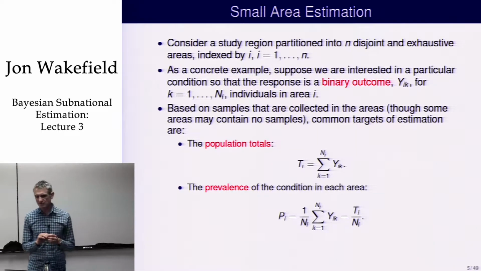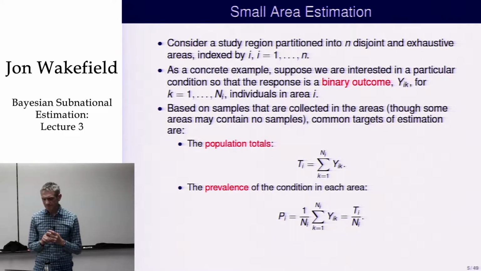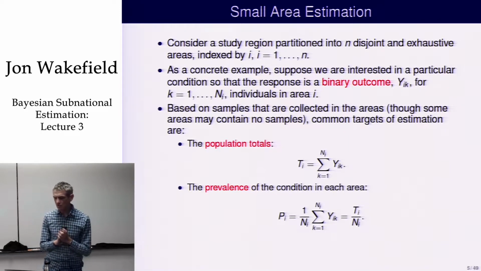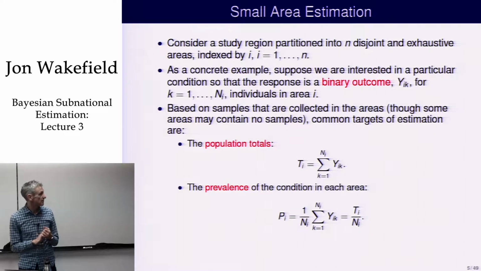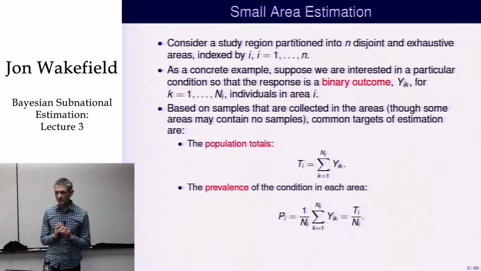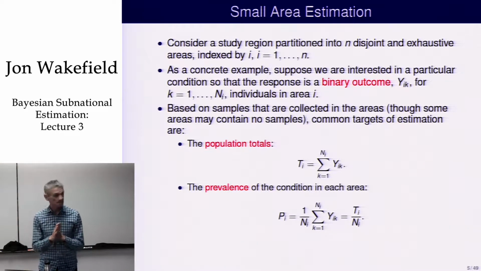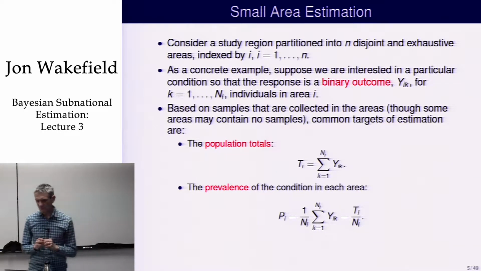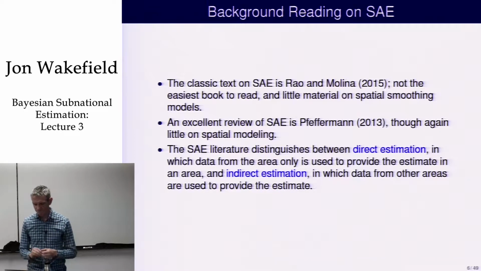And then based on the samples that we collect in the areas, there's typically a couple of things we might be interested in. The total of those binary variables. So that's just the sum over all the people in those areas, or the prevalence. So if we divide the total by the population size, then we get the prevalence. We're going to focus mostly on the latter.